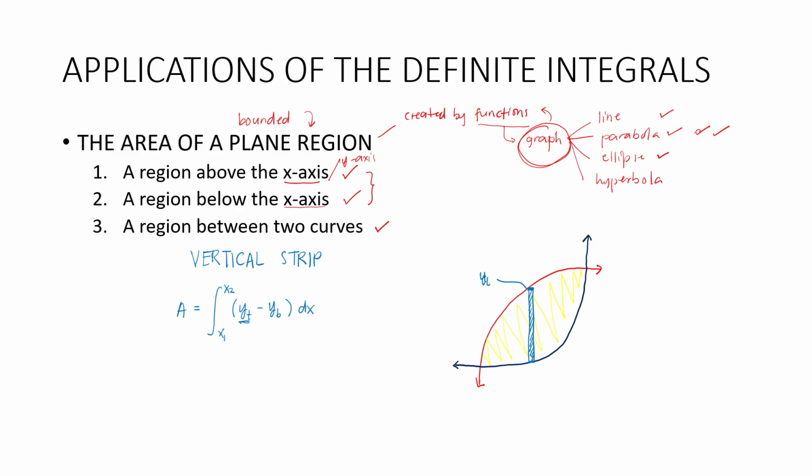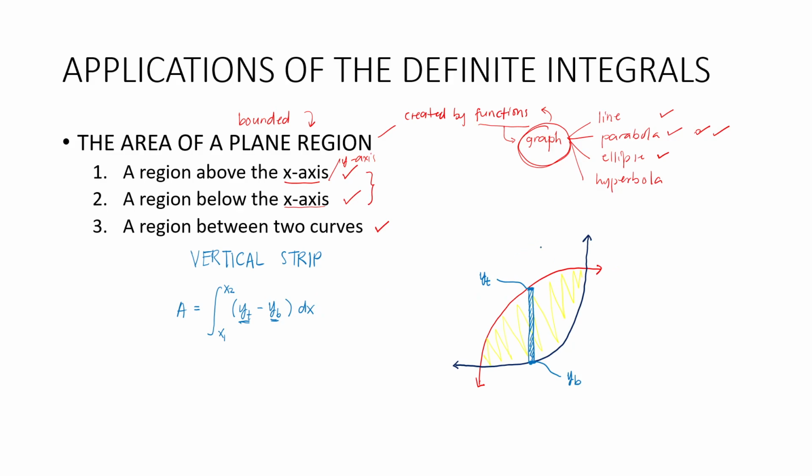Okay, equation. So meaning equation of the parabola, which is the red one. Okay, and then y sub bottom, that would be the function touching the bottom part of the strip. That would be y bottom.